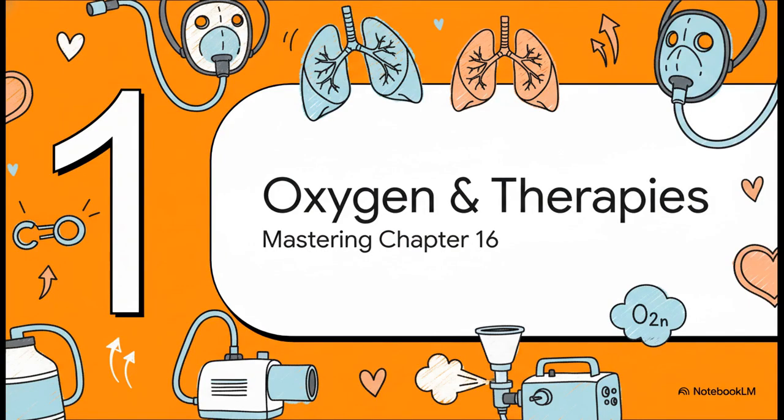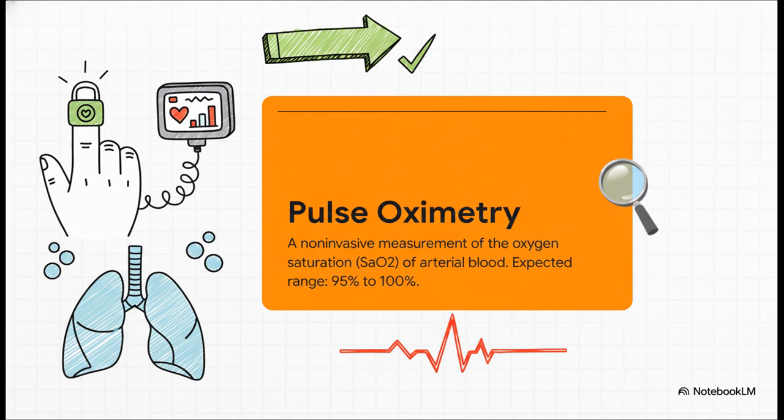First things first. Before we can even really talk about the specific diseases, we have to master the basics. You know, the tools of the trade. That means understanding oxygen and inhalation therapy from Chapter 16 of your ATI book. It all starts with our assessment, right? And pulse oximetry is our best friend here. It gives us that vital SaO2 reading, non-invasively. Now, that expected range, 95 to 100%, you've got to burn that number into your brain. It is fundamental for the exam.